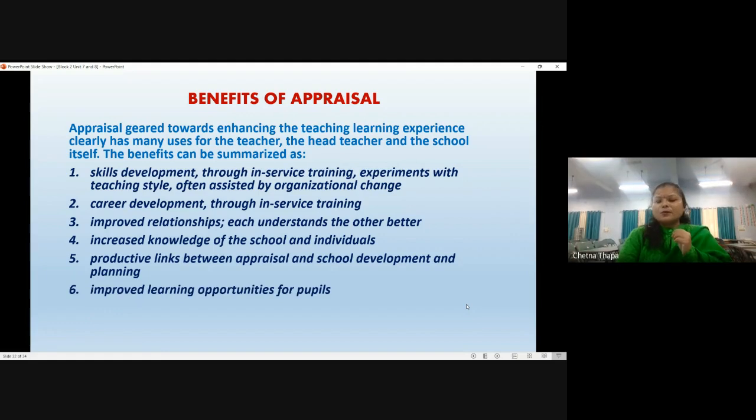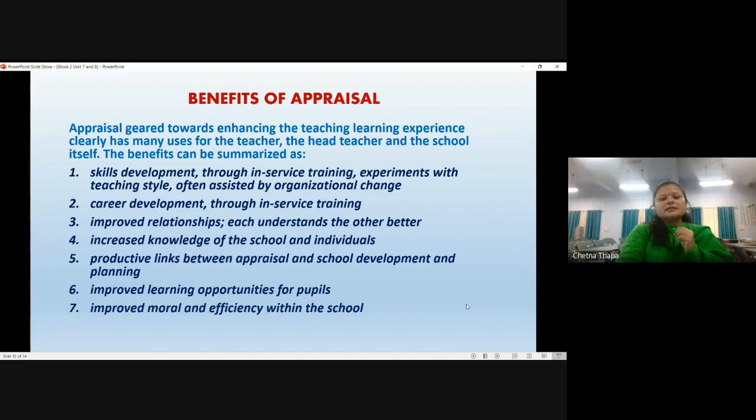There are improved learning opportunities for pupils, because whatever the hindrances, weaknesses, or problems of the staff members are, they are actually met through the staff appraisal. They will be able to communicate what their requirements and needs are, and they will be assisted through the in-service training programs initiated by the organization. That will definitely improve the learning opportunities of the teachers, and that will be reflected in the teaching-learning experiences given to the pupils.